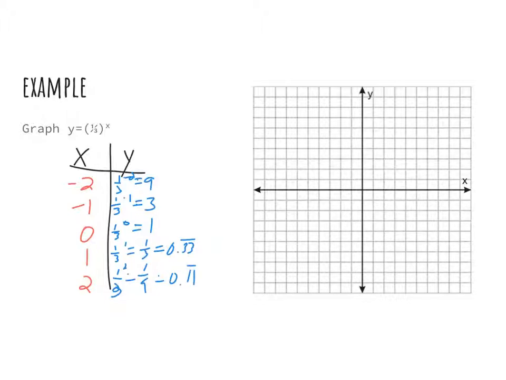So again, I can plot these points: -2, 9; -1, 3; 0, 1; 1, 0.33; and 2, 0.11. And again, connect these with our graph. And that's what the graph of 1/3 to the x roughly looks like. This won't be on the check-in, but it's always good to know how to graph these. But like I said before, you can do this on the calculator, so we're not going to spend a whole lot of time on it.